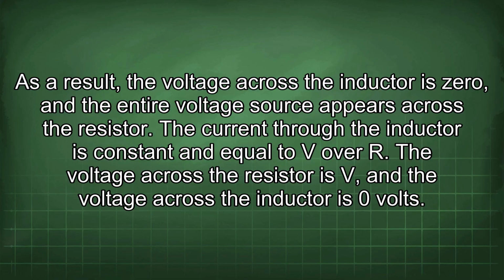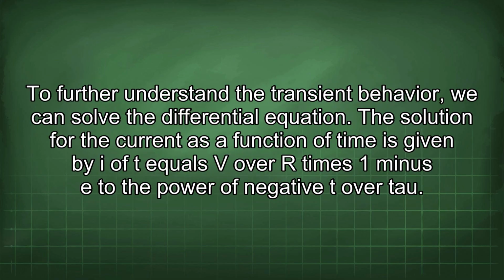The current through the inductor is constant and equal to V over R. The voltage across the resistor is V, and the voltage across the inductor is 0 volts. To further understand the transient behavior, we can solve the differential equation.